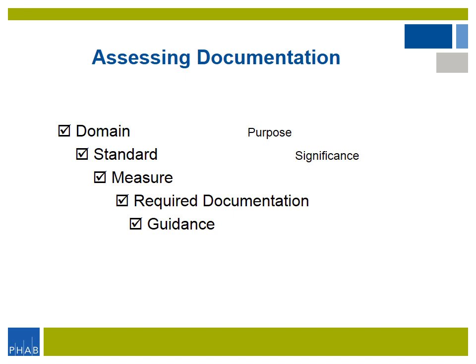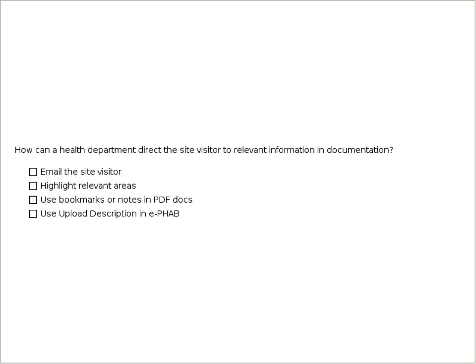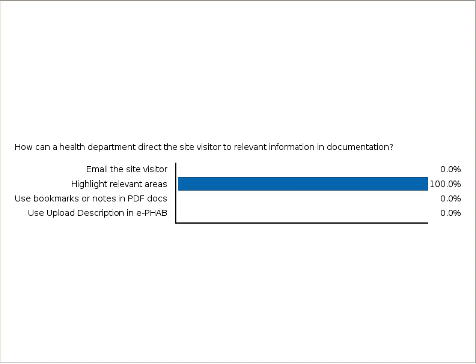Thanks, Jennifer. So once you have your documentation selected, there are several ways that you can point the site visit team to the relevant information. So let's take another poll. How could a health department direct the site visitor to relevant information in the documentation? Email the site visitor, highlight the relevant areas in the document, use bookmarks or notes in PDF documents, or use the upload description in e-PHAB to direct the reviewer to specific pages. There's more than one correct answer, so check as many as apply here.